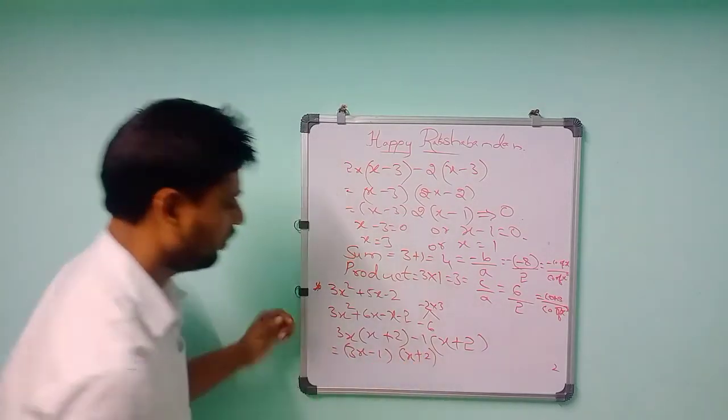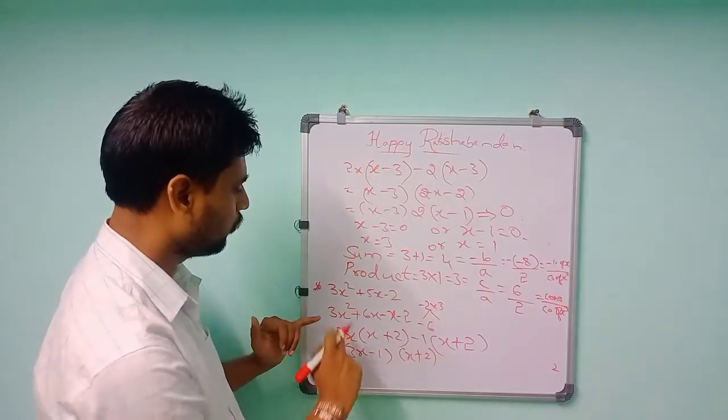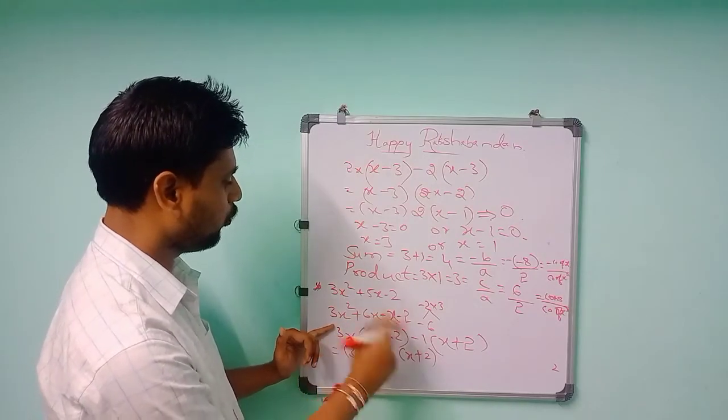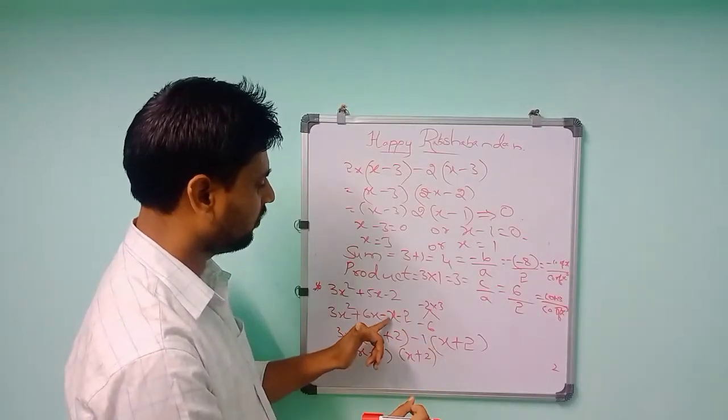Again I will explain this one. You should understand this step carefully. 3x I have taken common, so it is remaining x, plus 6x is there. So 3x I already took common, so to make 6 you have to multiply by 2. So x plus 2. Minus, here no common, so minus x is there, minus 2.